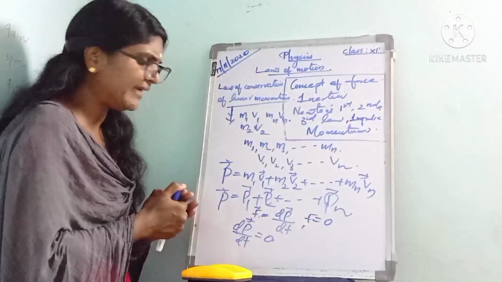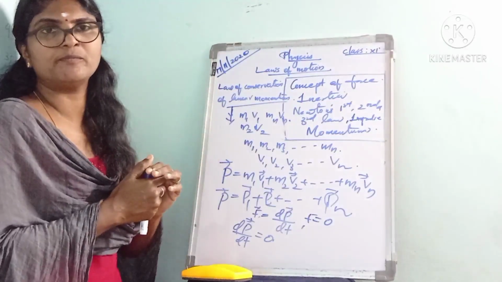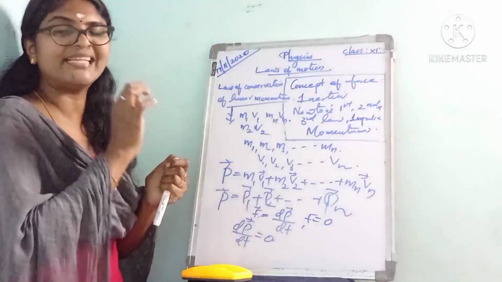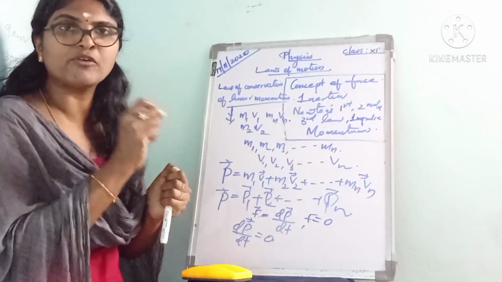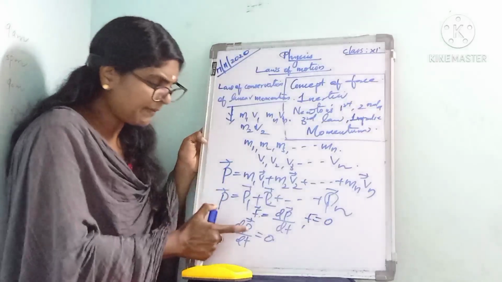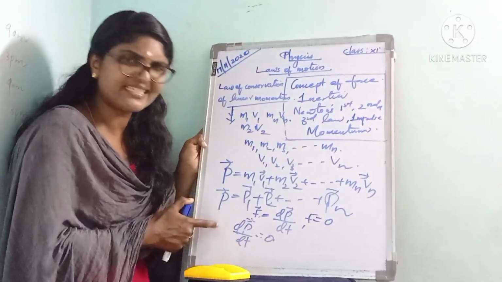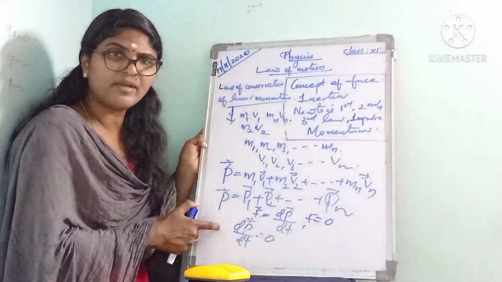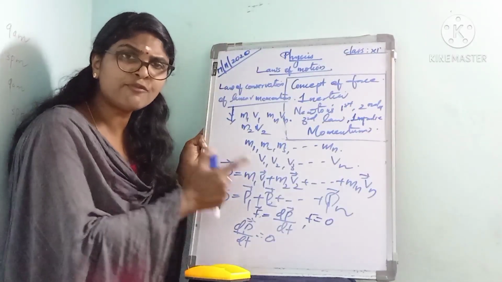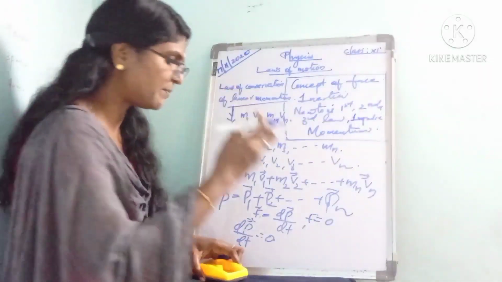What does dP by dt equal to 0 mean? You know, the derivative of a constant is always 0, while the derivative of a variable has a value. Here we got the derivative of P is 0. dP by dt is the change in momentum with time. Since the derivative of a constant is 0, here P must be a constant.